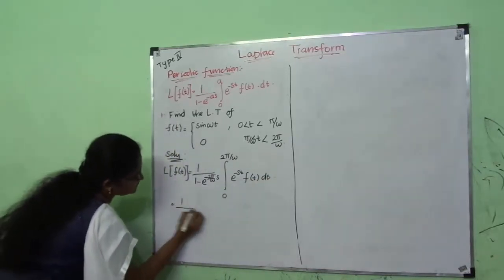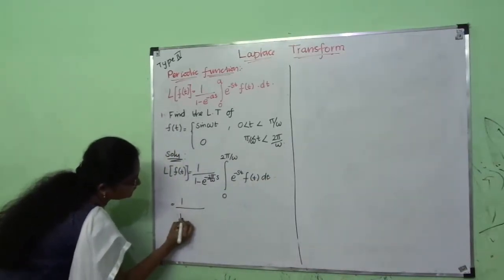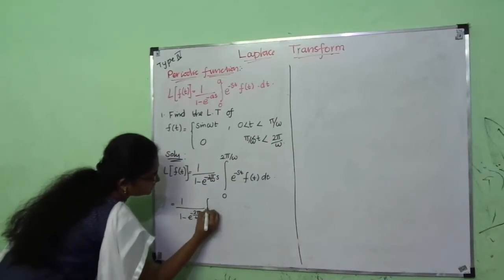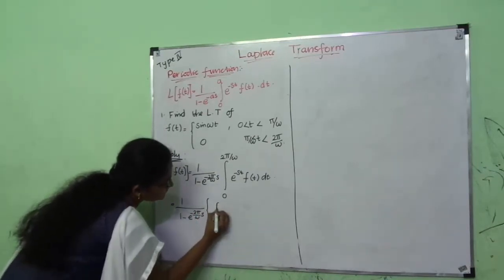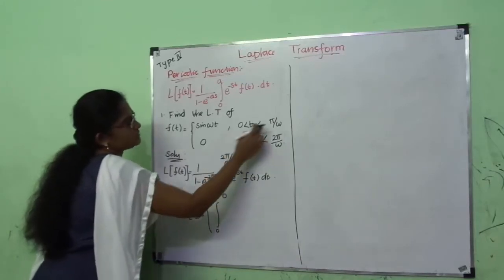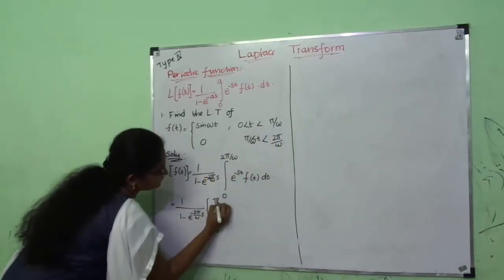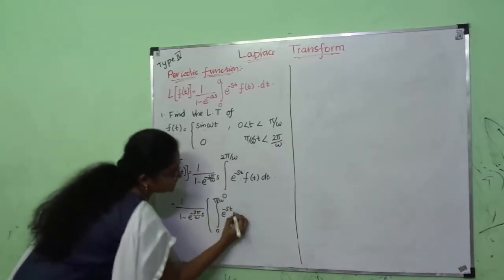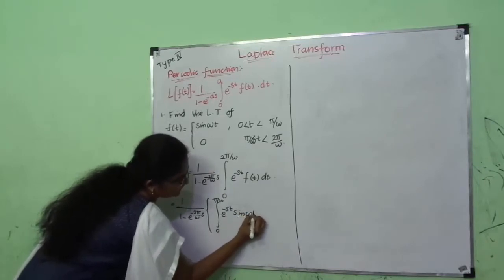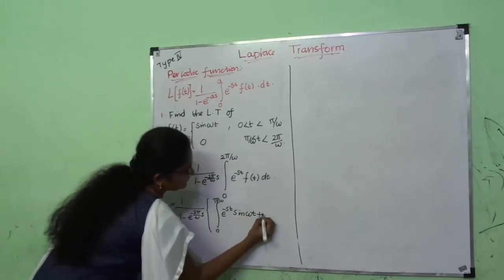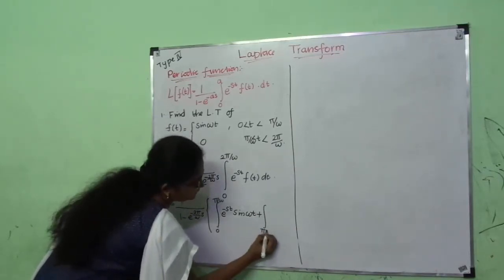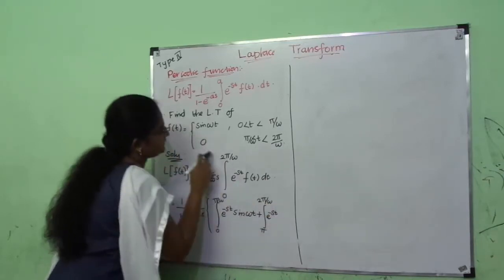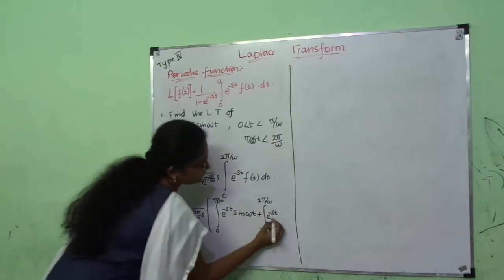In the next step we are going to split this integral. 1 by 1 minus e power minus 2 pi by omega into s, open bracket, 0 to pi by omega is the first interval, e power minus st. The function for the first interval is sin omega t, so sin omega t, plus the next interval pi by omega to 2 pi by omega, e power minus st. The function for this one is 0, into dt.